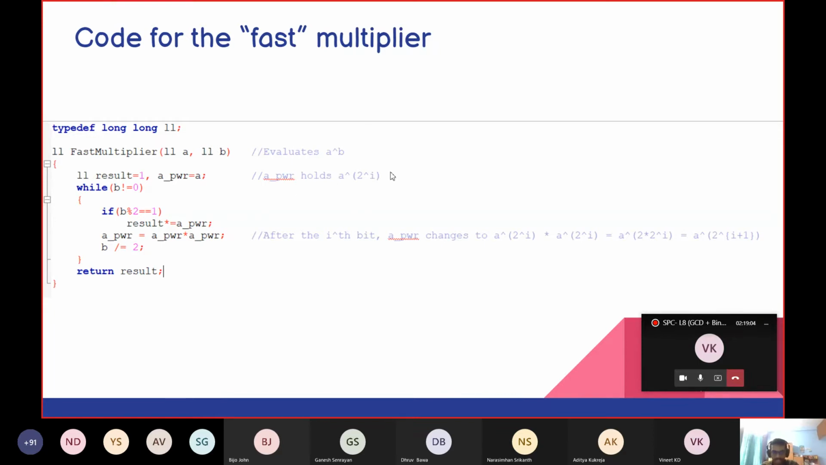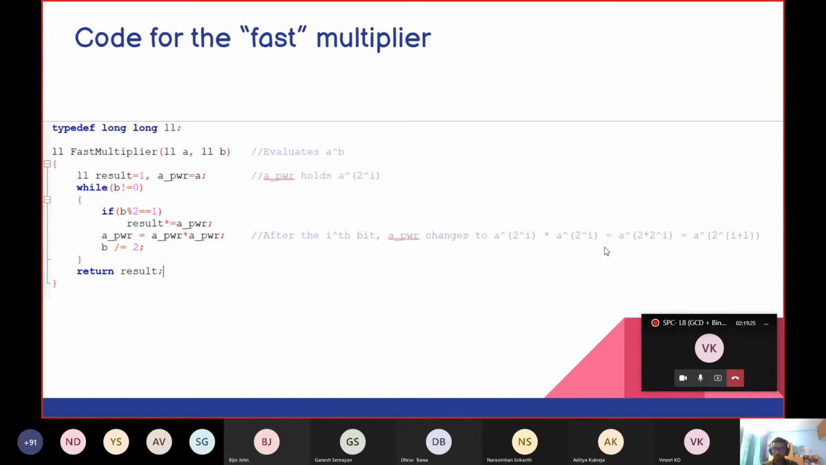Now, when I go to the next bit, I should have a power 2 power i plus 1. How can I do that? I can square this number. A power 2 power i into a power 2 power i will be a power. So it's like a power x into a power x. That will be a power 2x. Here 2 into x is 2 into 2 power i. So it's 2 power i plus 1.